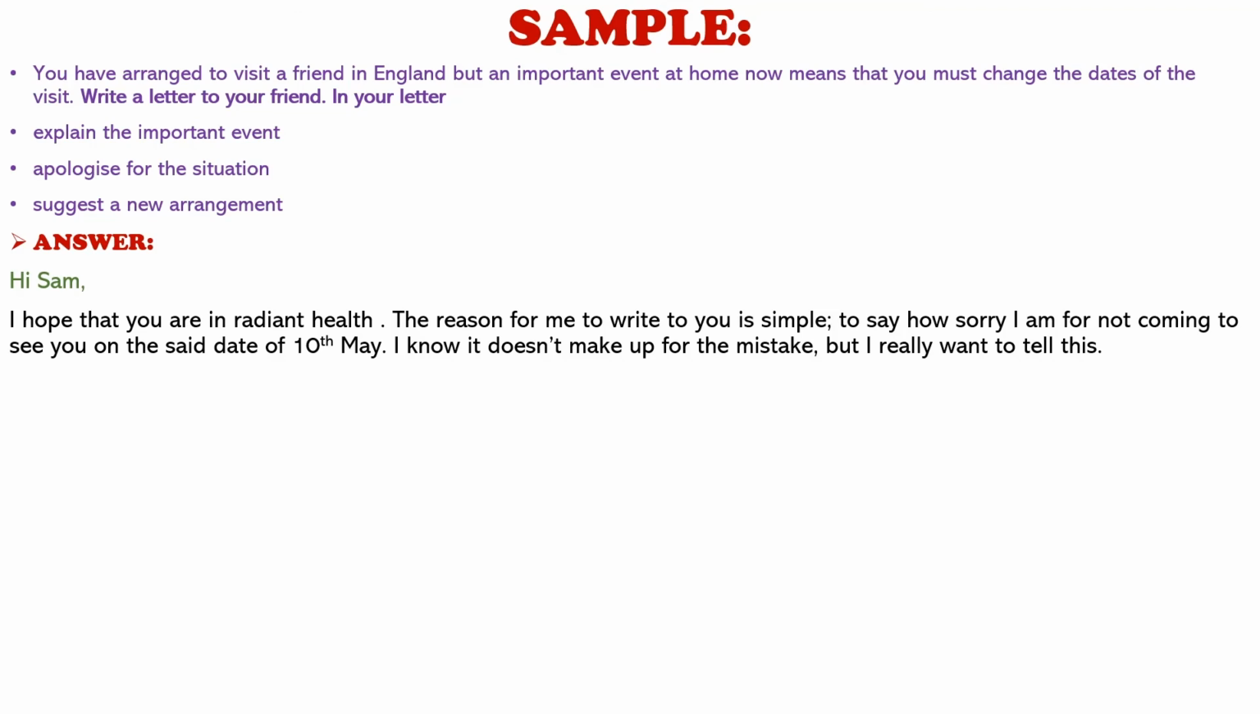So, hi Sam, same thing. The reason for me to write to you is simply to say sorry for not coming to see you on the set date of 10th May. So I was about to see him on 10th, but now I will not be able to do it. I know it doesn't make up for the mistake, but I really need to say this. Tell this, that is, say sorry.